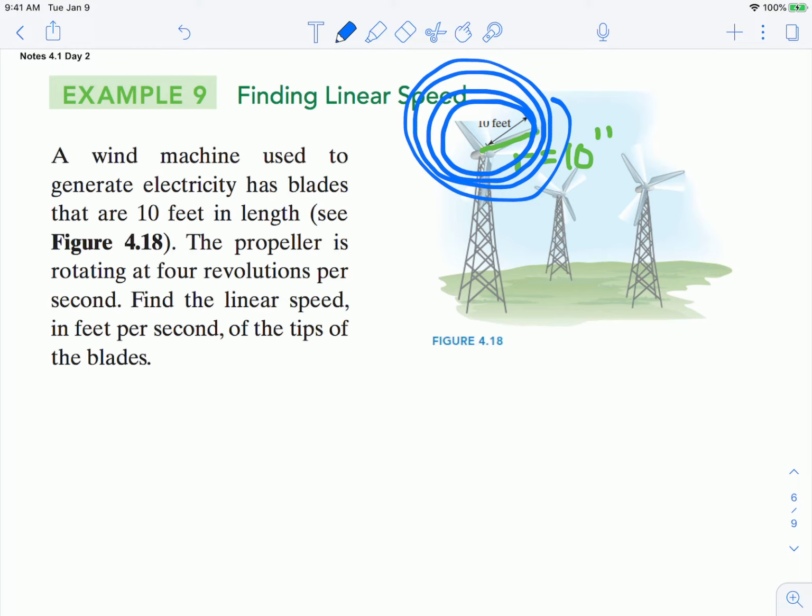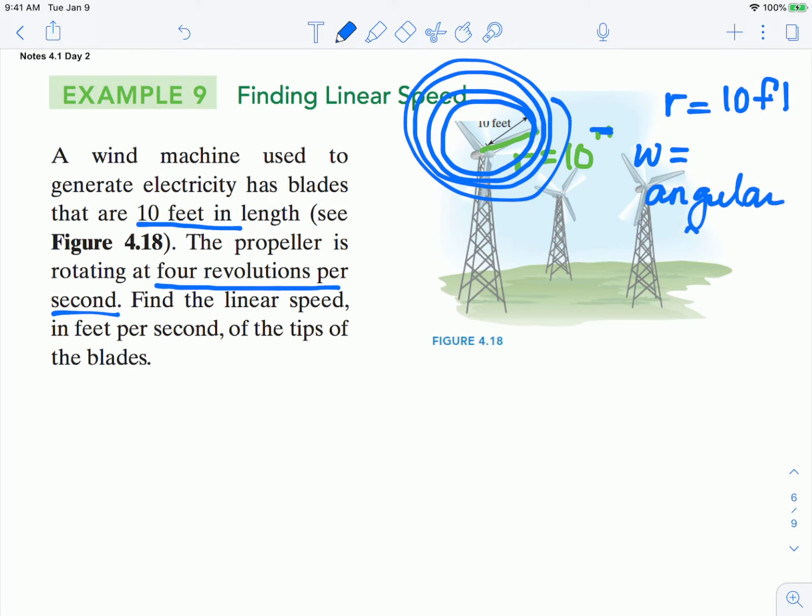So we're going to do this in steps. So let's write what we have. We have our radius, which is 10 feet, not inches. We have our 4 revolutions per second. So that is our W, which equals angular speed. And that is 4 revolutions per 1 second.